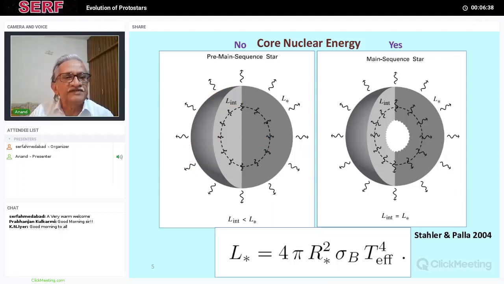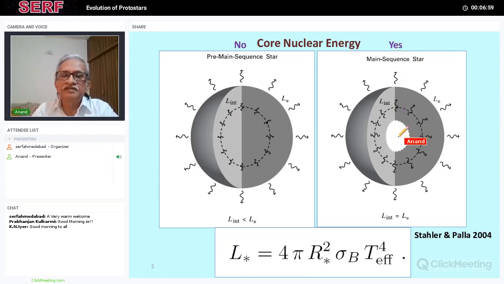At the core, actually at the center of the core, nothing is lost, but as it goes out through the radial distance, the surface actually loses much more energy. Therefore, the L star, if we call it the surface luminosity, is more than the internal luminosity.